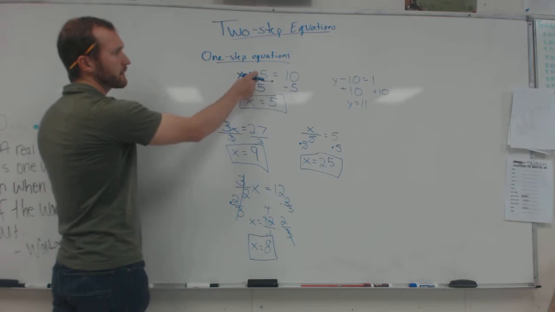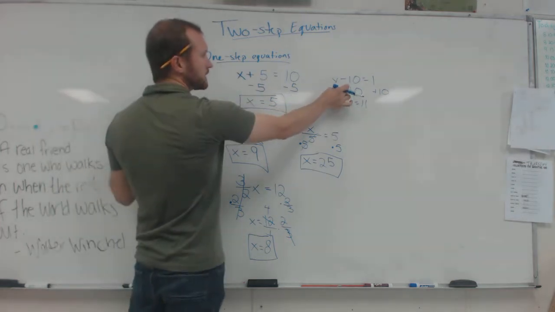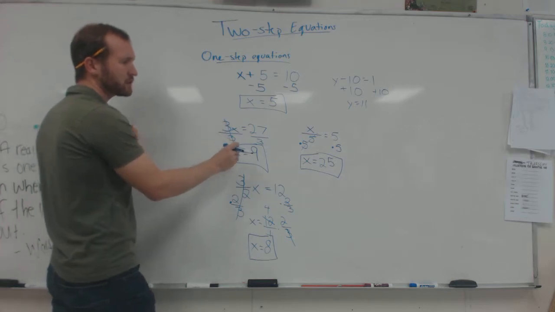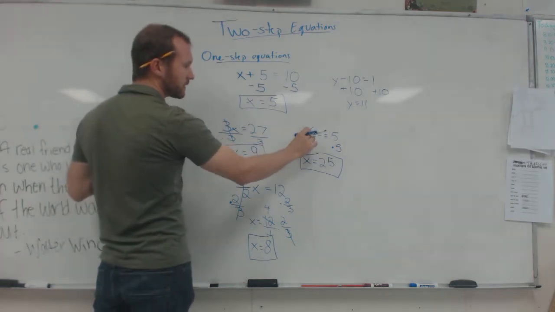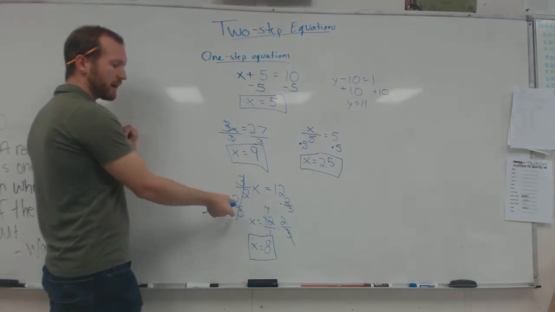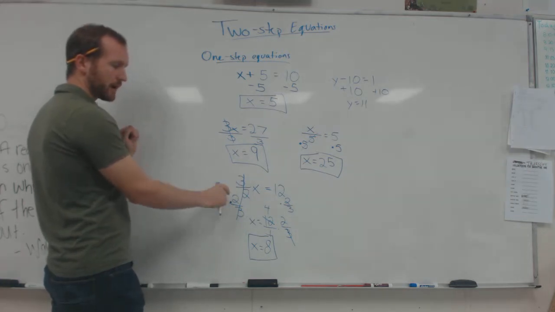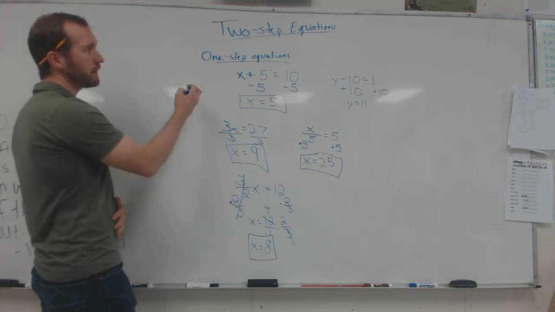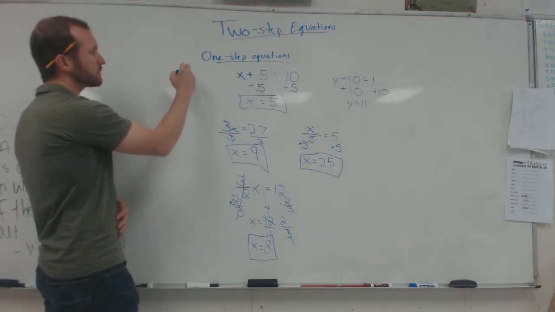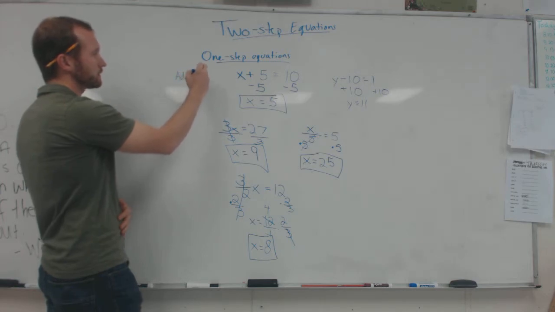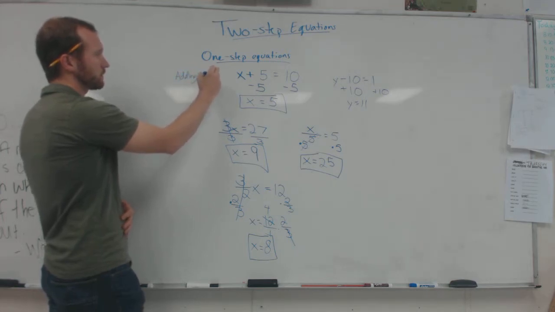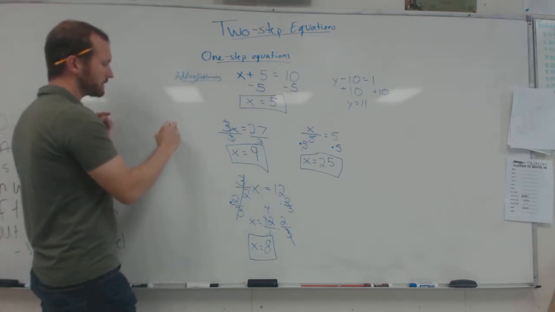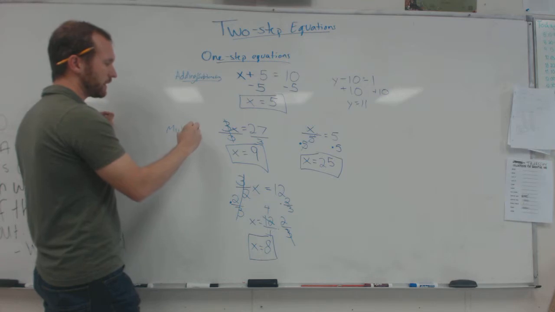We subtract to get rid of an addition. We add to get rid of a subtraction. We divide to get rid of a multiplication. We multiply to get rid of a division, and we multiply by the reciprocal to clear a fraction. Okay. Basically, they fall into two types, adding or subtracting, which is what we're doing here, and then down here, this is all really just multiplying and dividing.